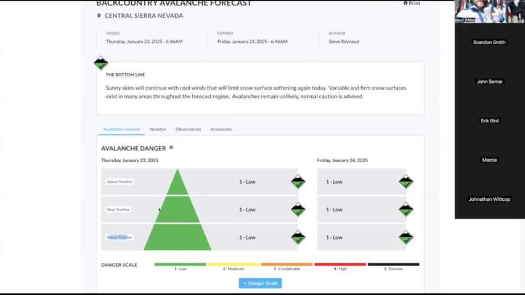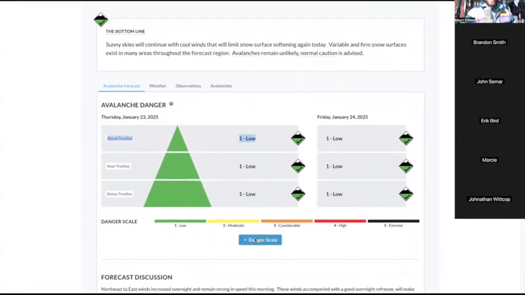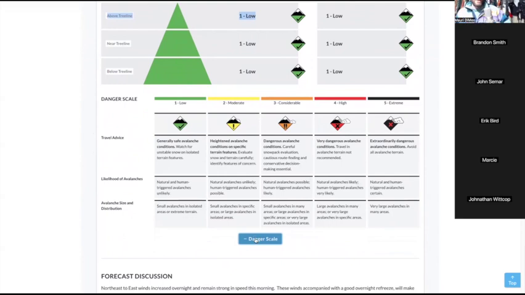The second bit you have is your triangle with colors that depicts that near, above, and below tree line. And then we have our actual hazard rating. So now to go into the danger scale, we'll zoom in on the danger scale for a second. So we have low, moderate, considerable, high, and extreme. And you'll see that it goes 1 through 5.